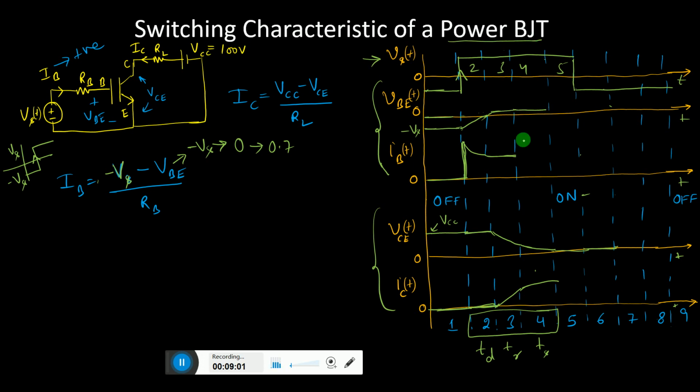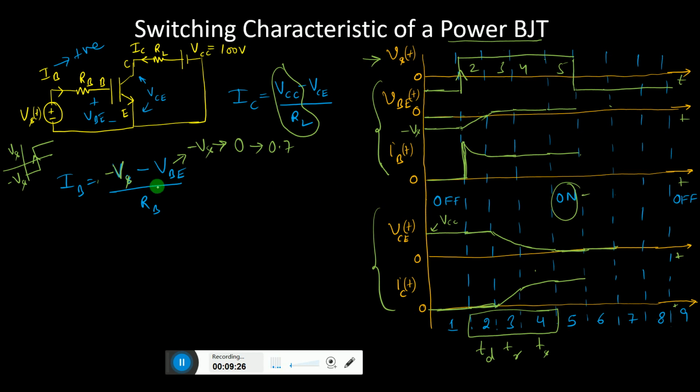So all the characteristics remain like this. In stage 5 we can say that this is completely on. VCC is the voltage across the collector and emitter, this is 0, so we have only current like this. So in stage 5 we say it's completely on.